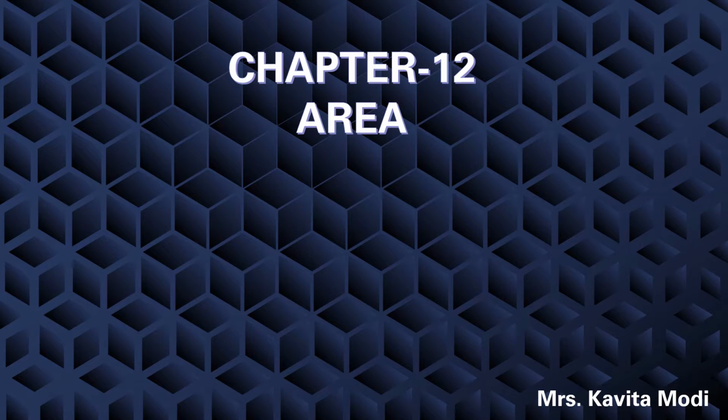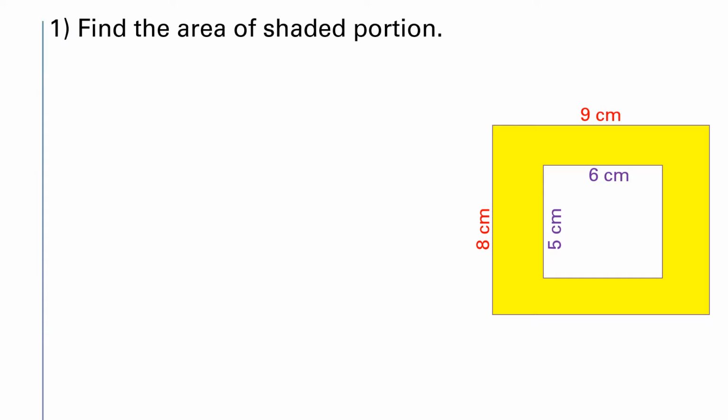Today we are going to continue chapter 12, Area. In this chapter, our topic is brain teasers. Let's start. Question number 1. Find the area of shaded portion.